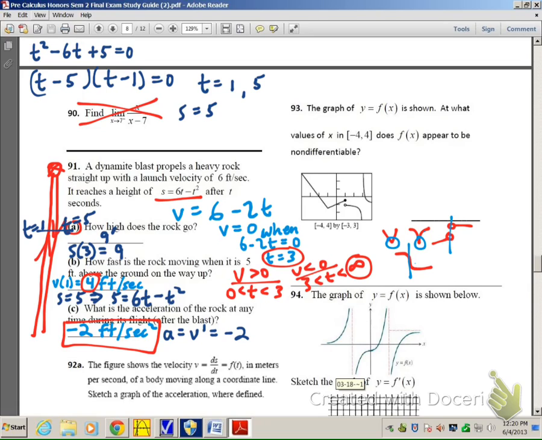If we take a look at the graph of f, we see we have a sharp point there, we have a discontinuity there, and of course this is a discontinuity here. And what are those x values? Those x values are -1, 1, and also 3. I don't see any vertical tangents here, so that's it: -1, 1, and 3.